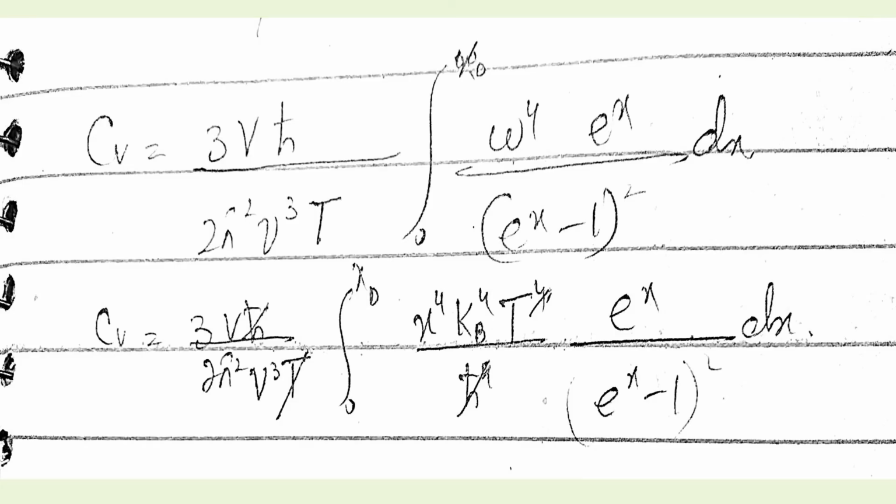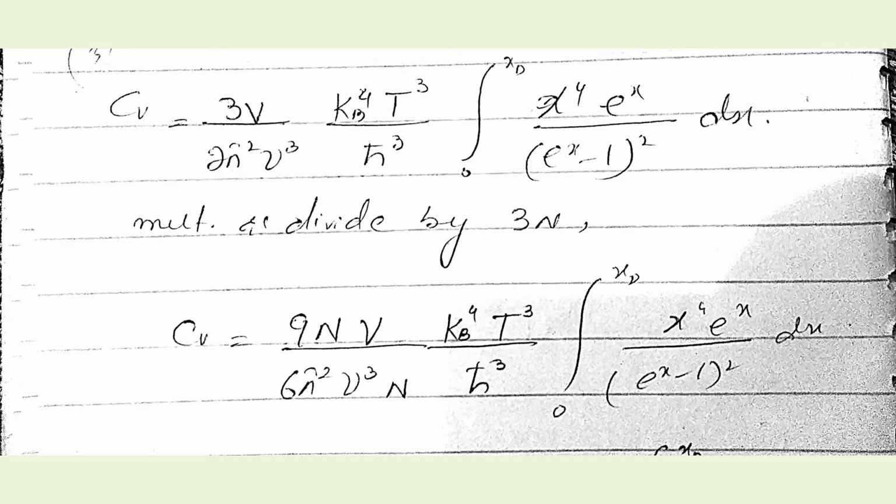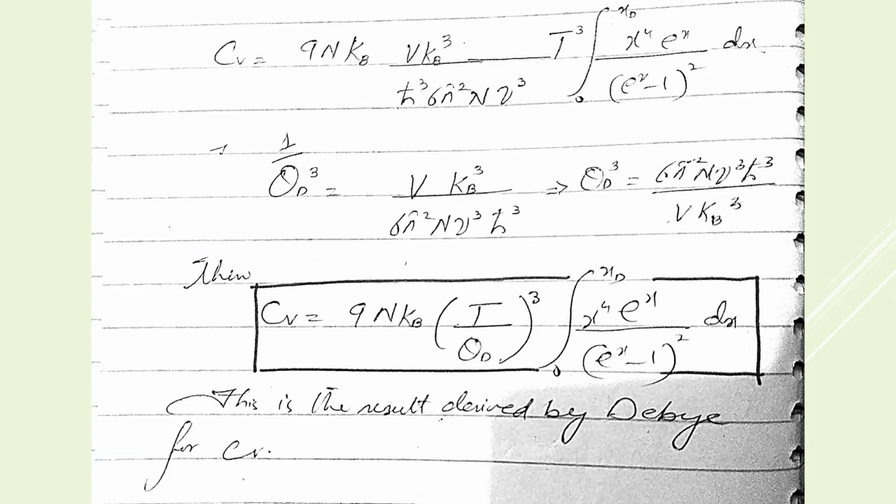From here we get the value of CV, and putting the values for the omega power 4 and remaining, we are going to cut. The equation remains CV is equal to 3V over 2 pi square nu cube kB power 4 T cube over ħ cube integral 0 to x of x power 4 exponential x divided by e^x minus 1 whole square dx, and multiplying and dividing by 3N and substituting this value and rearranging.